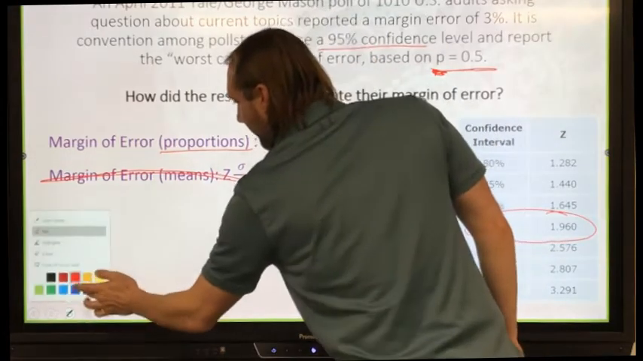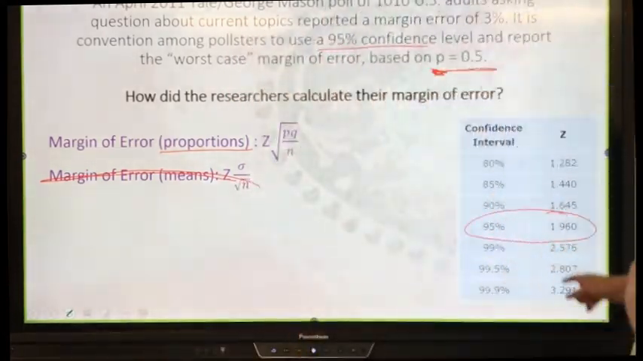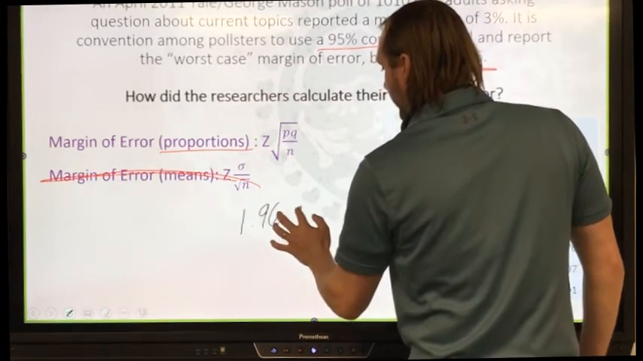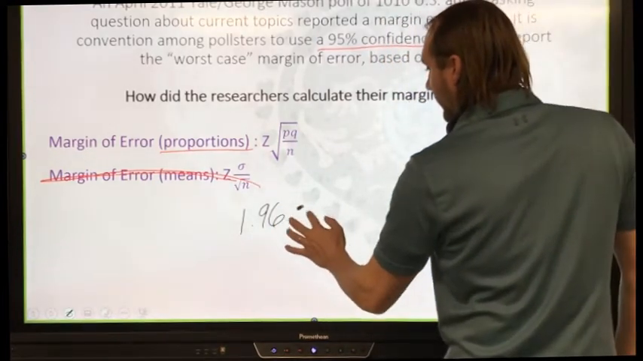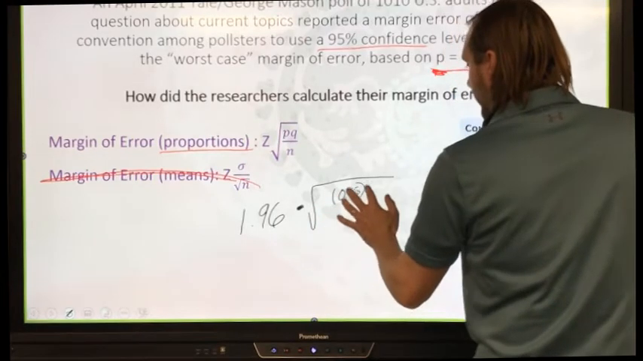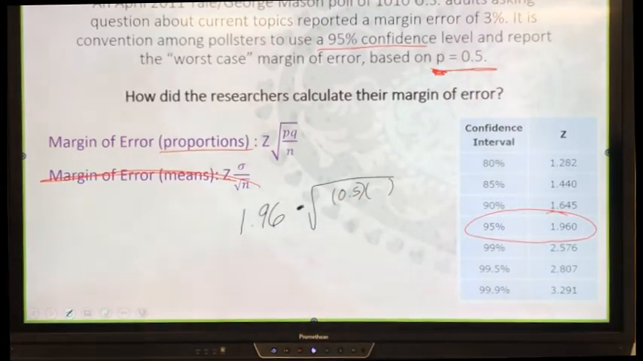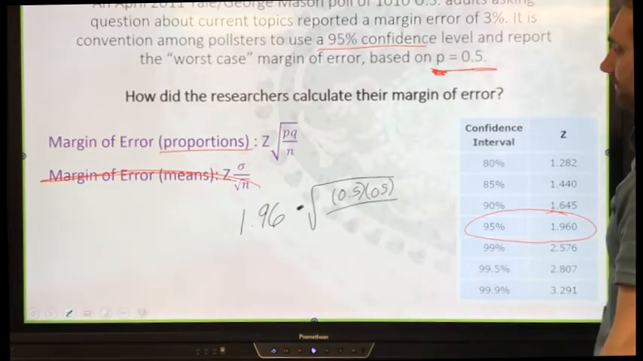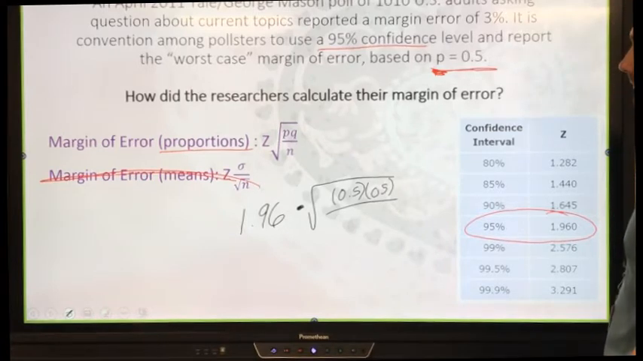Z times, so what is my Z-score that I'm going to use? 1.96, because I want a 95% confidence. So Z times the square root of what's going to be my P value? 0.5 gives that for us. What's going to be my Q value? 0.5, so it's 1 minus P. And what is N? What is N in this problem? 1,010. Very good. N is right here.